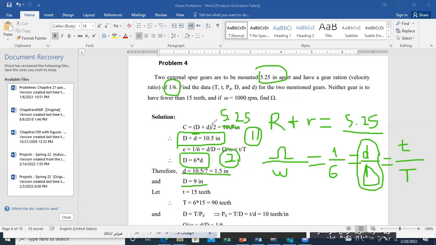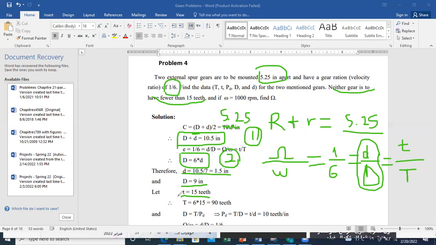Once I'm done with this step, I continue and look at my conditions. I have another condition that neither gear is to have fewer than 15 teeth. So I have a constraint on the number of teeth: the minimum is 15. Of course, the number of teeth of the pinion is always smaller than that of the gear. This is why we'll use small t. We'll start with the first possibility: we set small t, the number of teeth of the pinion, equal to the minimum, because in general we try to have smaller dimensions if possible.